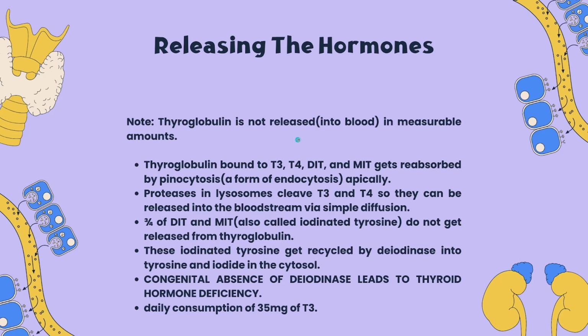We said that the thyroglobulin itself goes through pinocytosis through the apical membrane. It itself is not going to be released into the blood in measurable amounts. It's going to be proteolyzed by proteases in the lysosome to let go of T3 and T4, so they can go through simple diffusion. Three-fourths of DIT and MIT do not get released from the thyroglobulin. They're also called iodinated tyrosine, but they stay bound to it, and through deiodinase they become tyrosine and iodide in the cytosol. Now, if the patient has an absence of deiodinase, it would lead to thyroid hormone deficiency since we cannot recycle.